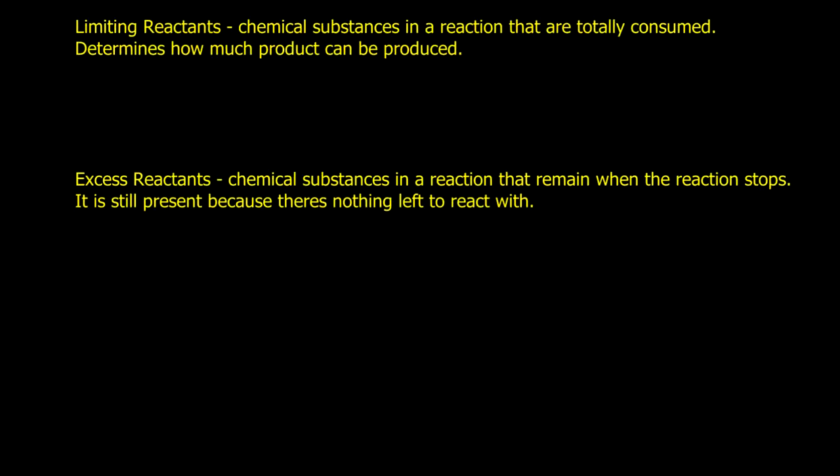So the limiting reactant is a chemical substance or substances in a reaction that are totally consumed during the reaction. When one of those reactants runs out, the reaction stops. And if your reaction stops, you're no longer producing product. So the limiting reactant truly determines how much product can be produced. Then if you have one reactant that is limiting, the other reactant is considered to be an excess.